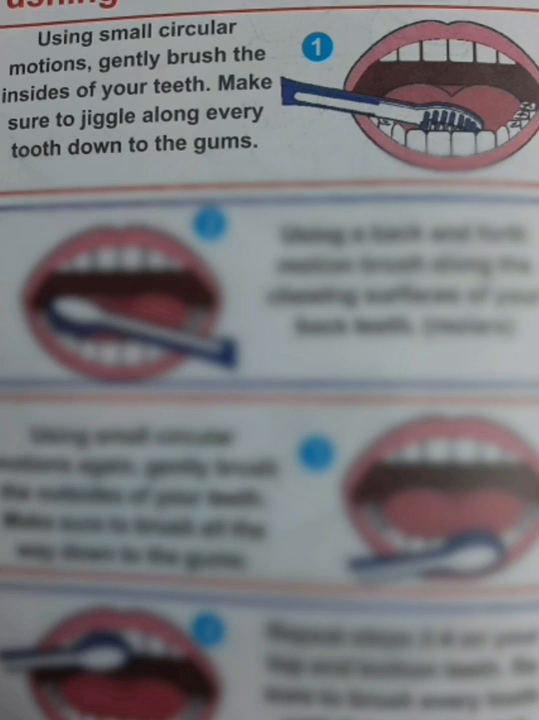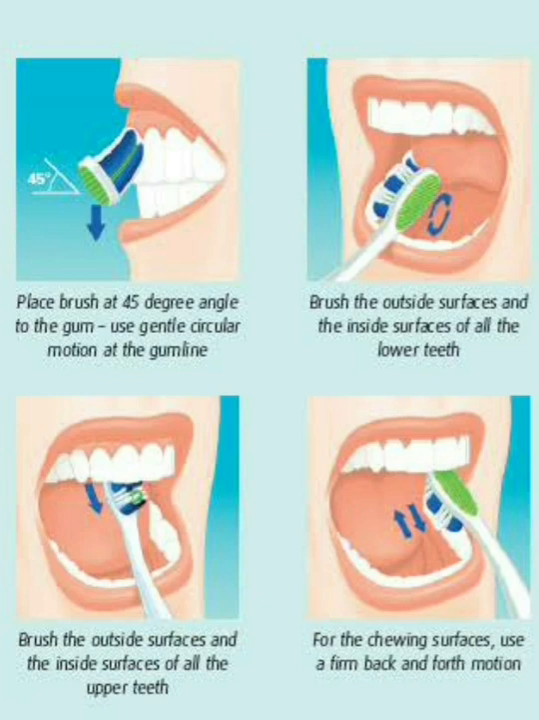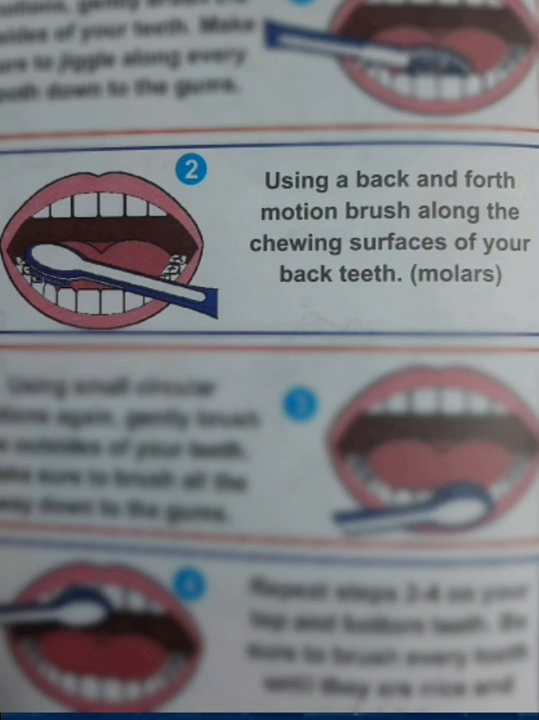So beta, jiggle is a difficult word here. Jiggle means move about quickly side to side or up and down. Means when you take your brush, you have to move it quickly side to side and up and down. Okay. Now come to the second picture.